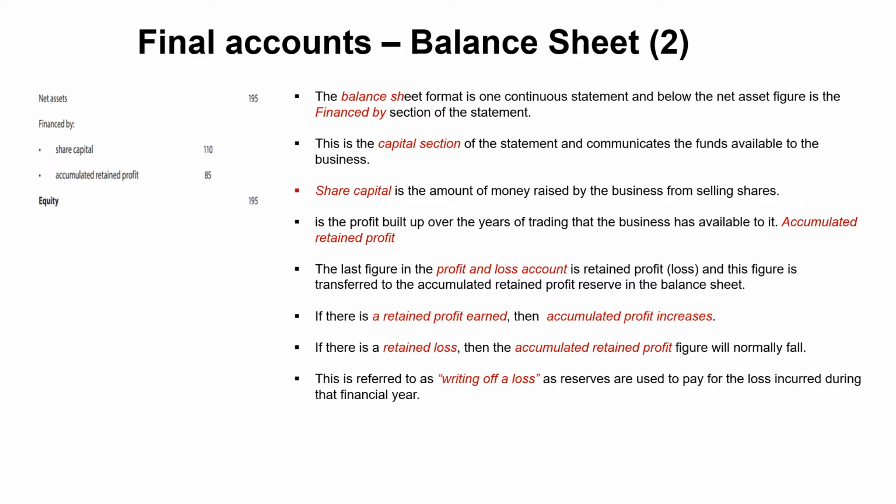Now this links back to the profit and loss account. The last item on the profit and loss account is retained profit. That's the amount of profit earned for that year after taking into account all of your costs. Now that amount is transferred to the accumulated retained profit in the balance sheet. It is simply a reserve, it's a source of funds.